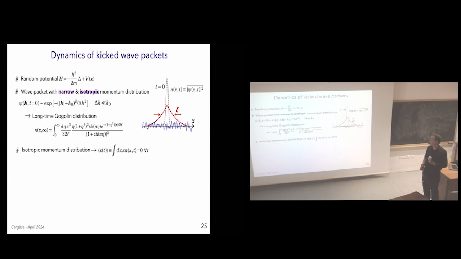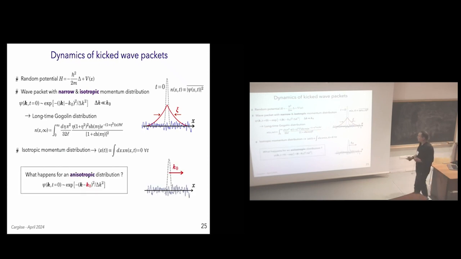But what I implicitly assumed so far, all the time, is that this wave packet initially has a narrow and, more importantly, an isotropic momentum distribution. In other words, you prepare a cloud whose momenta have no preferred direction. All the directions are equally likely. A trivial observation is that if you have an isotropic momentum distribution like this, then the packet spreads symmetrically around zero. So the center of mass of the wave packet, x, here in 1D, is actually zero at all times.